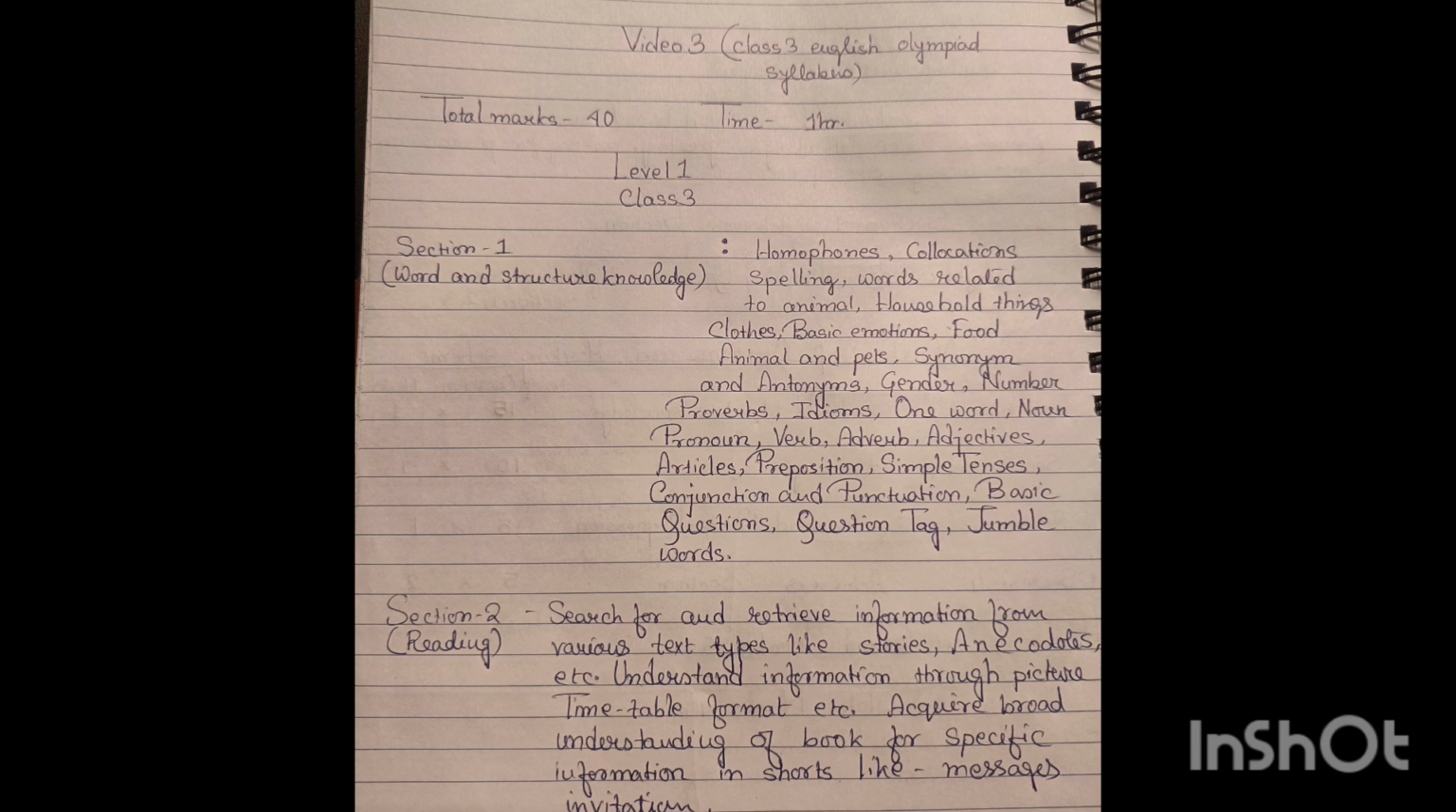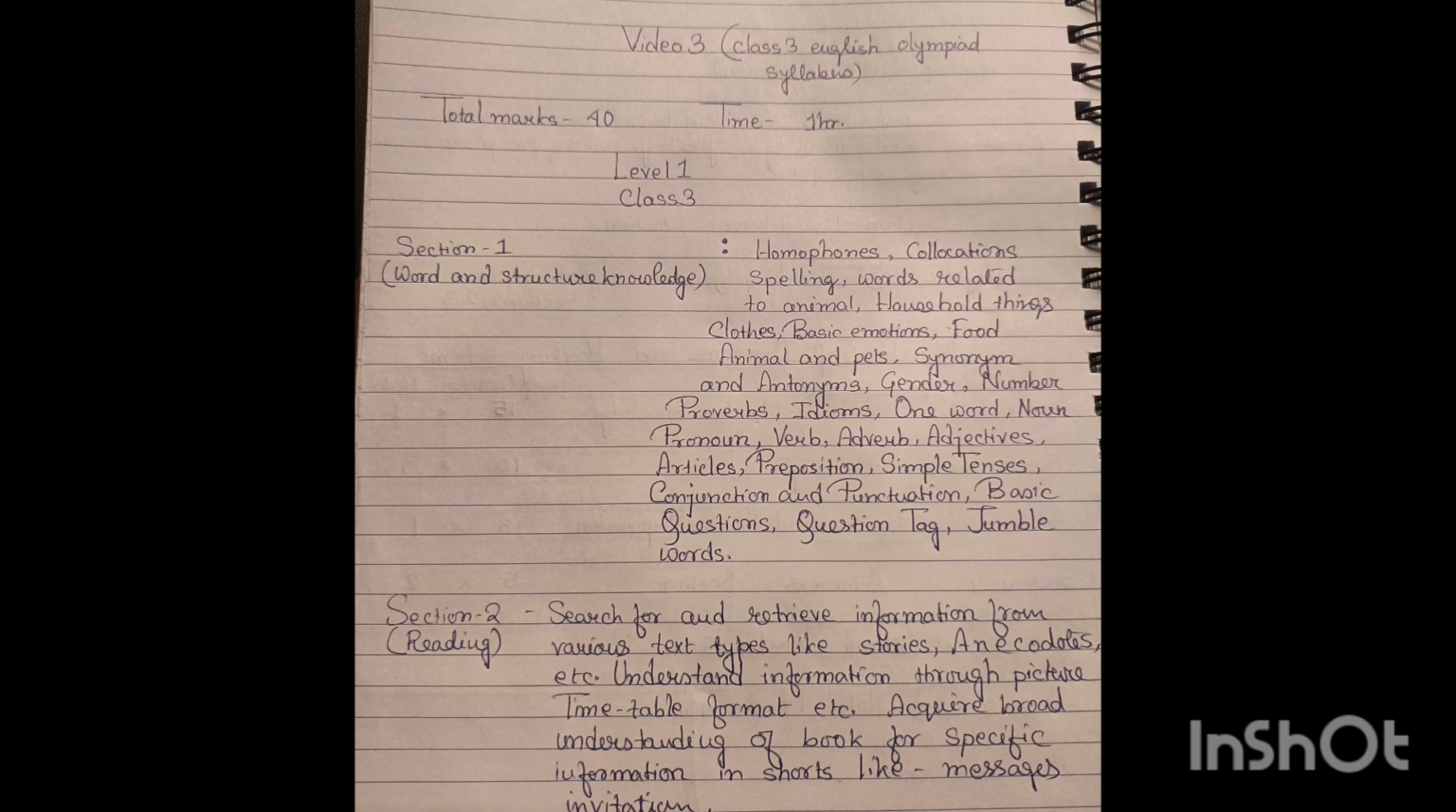Section 2 is about reading. Search for and retrieve information from various text types like stories, anecdotes, etc. Understand information through pictures, timetable format, etc. Acquire a broad understanding of a book, and specific information in short texts like messages and invitations.